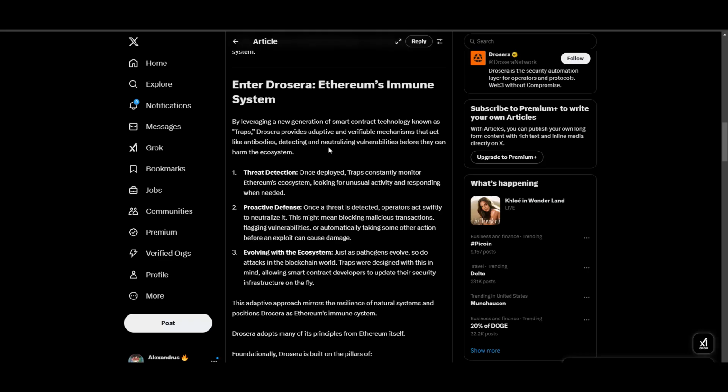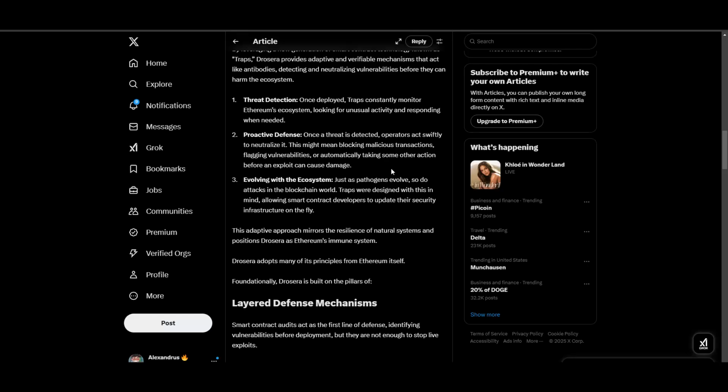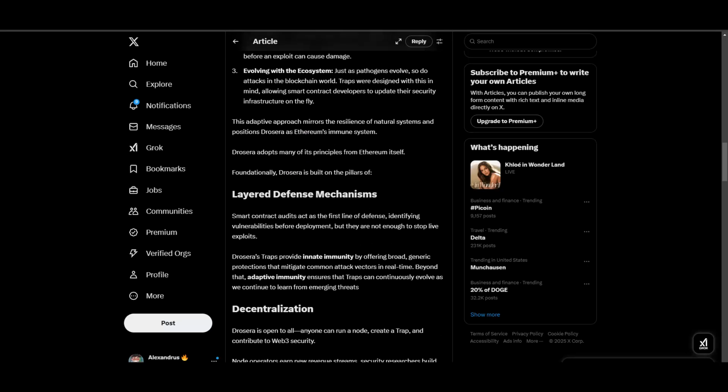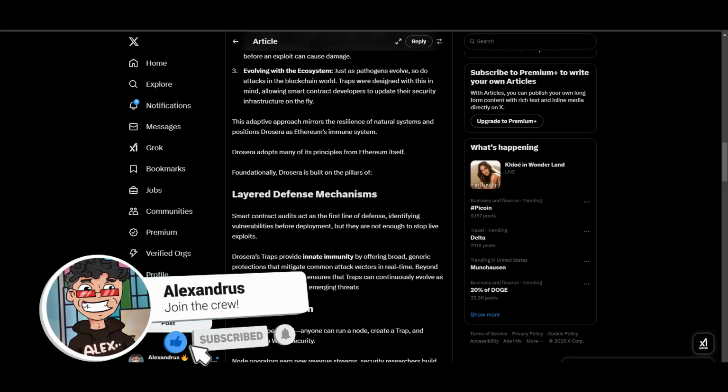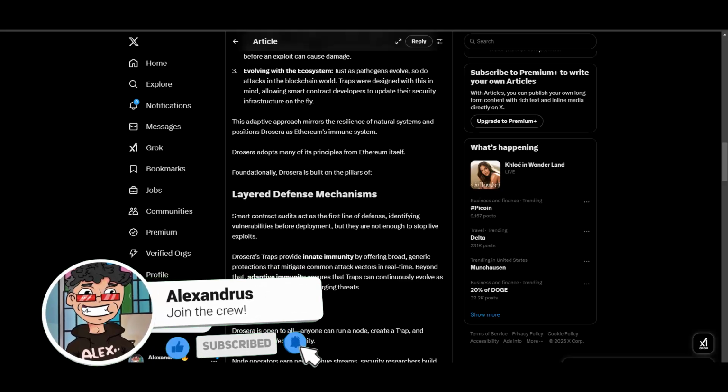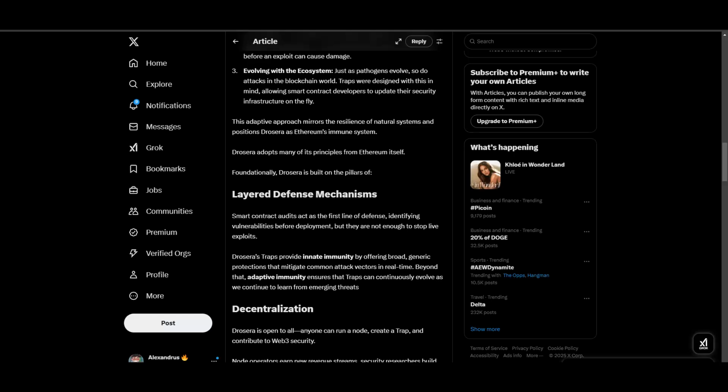Evolving with the ecosystem, just as pathogens evolve, so do attacks in the blockchain world. Traps were designed with this in mind, allowing smart contract developers to update their security infrastructure on the fly. So yeah, it's the same with everything, right? There is a new exploit, then there is a new patch, but after the new patch, there could again be a new exploit, and so on and so on. This is all digital, so it is kind of like that in crypto as well. This adaptive approach mirrors the resilience of natural systems and positions Drosera as Ethereum's immune system.